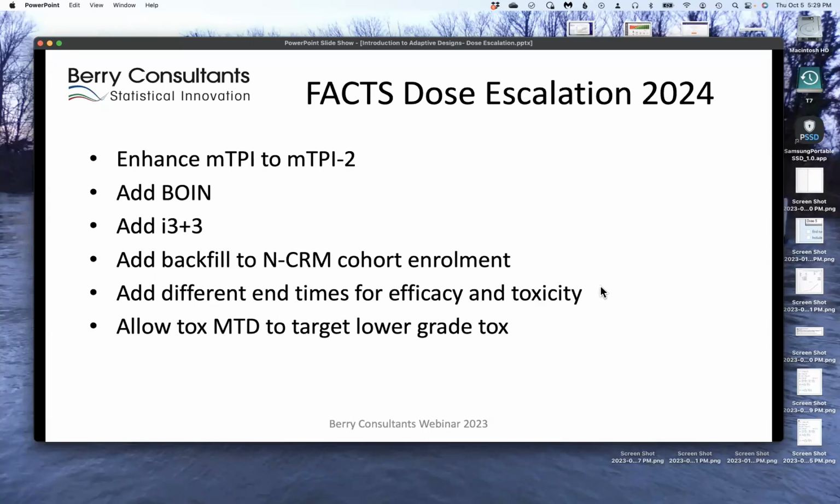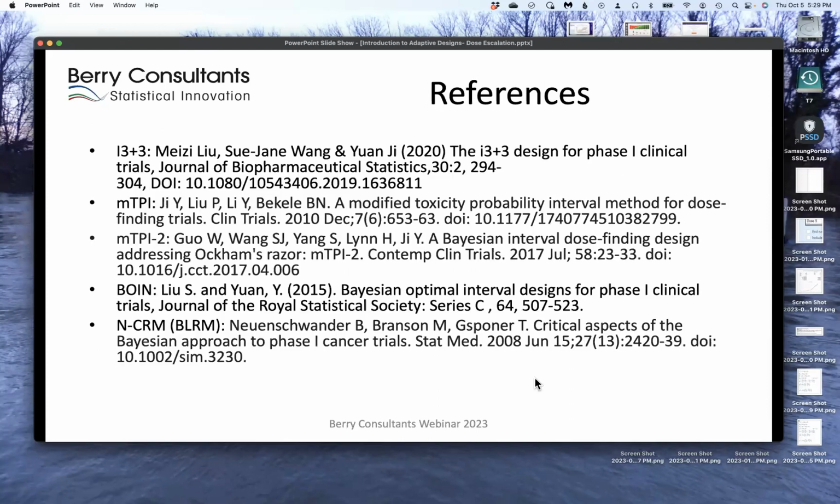Most of these enhancements I'm pretty confident about. They're straightforward, with the exception of simulating different times for efficacy and toxicity, because dose escalation hasn't had to worry too much about time up until now. That actually is a little bit more restructuring of the code than it might look on the surface. But the rest should be fairly straightforward. And then there's just the main references for the different approaches.